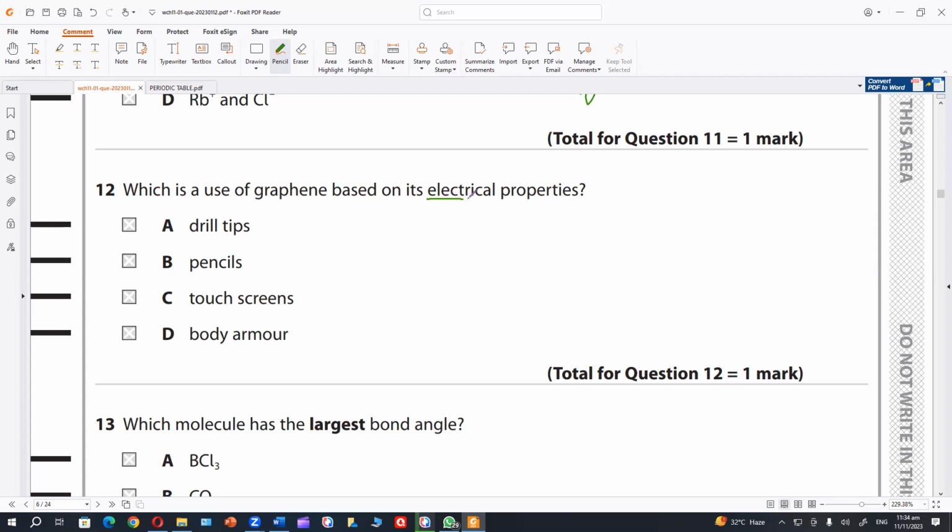Can you use the idea of electrical properties? If electrical properties are there, should I, by common sense, cancel A and B? Yes, because if something is electrically active, it cannot be used in a drill tip. It cannot be used in a pencil. Can it be used in body armor, when something is in contact with the body? No. So by common sense, the answer is C.